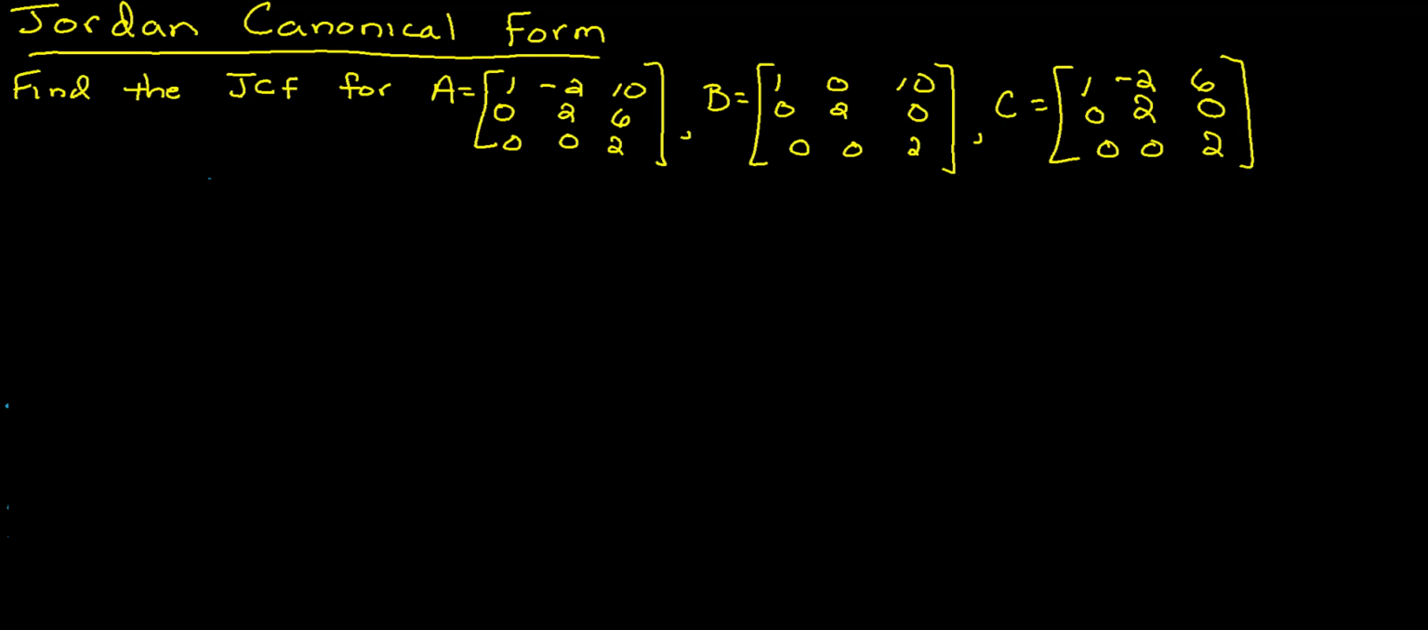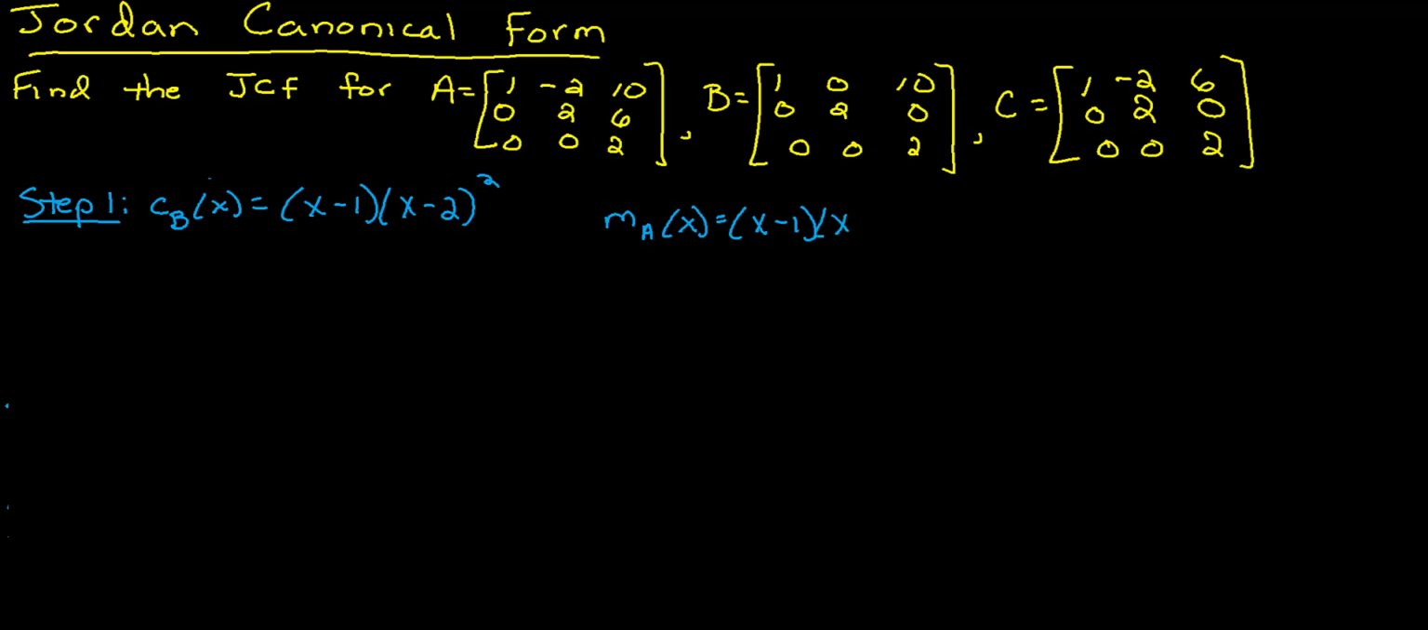So for matrix B, I'm going to start off with step 1. The characteristic polynomial for matrix B is x minus 1 times x minus 2 squared. We found that in a previous video. We also found the minimal polynomial in a previous video was x minus 1 times x minus 2. And even more information was previously obtained. We found the invariant factors were x minus 2 and x minus 1 times x minus 2.